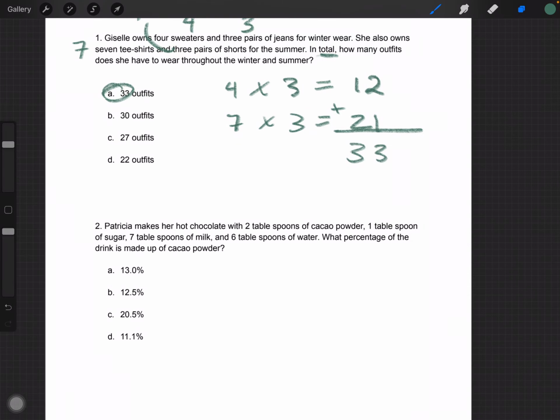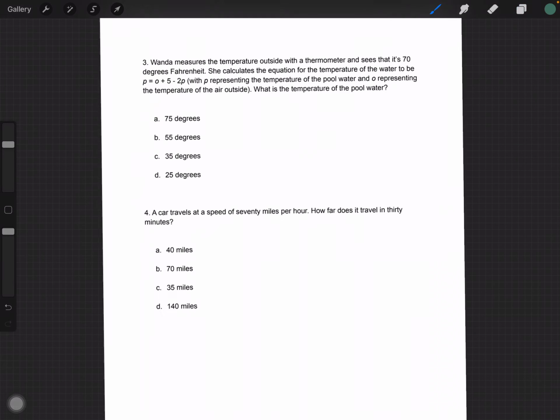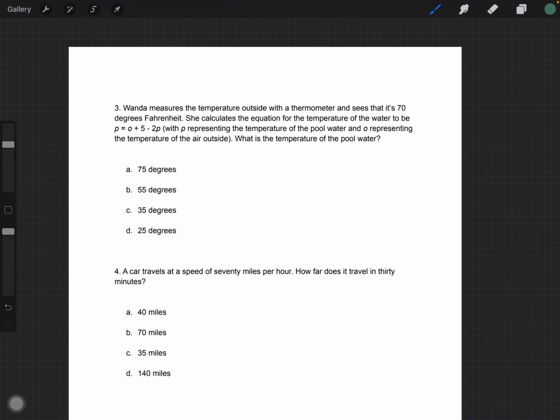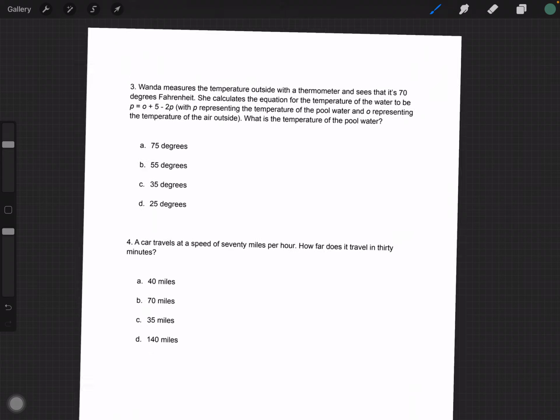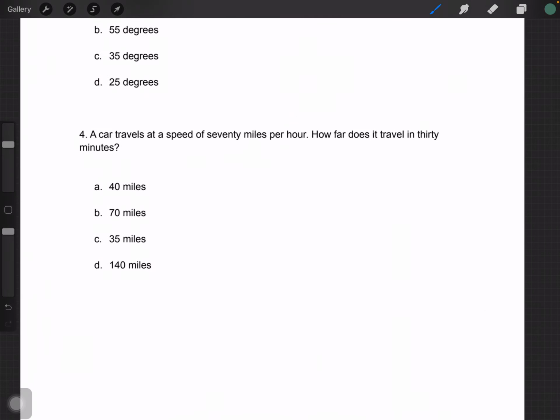Okay. And then let's do one more. So here. A car travels at a speed of 70 miles per hour. How far does it travel in 30 minutes? Okay, so we're working in different units here because it says 70 miles per hour, but asks us in minutes.